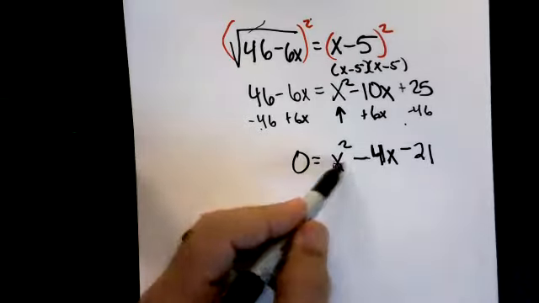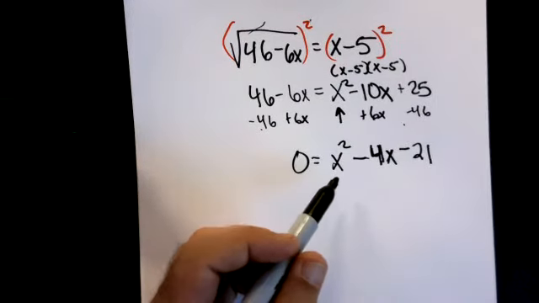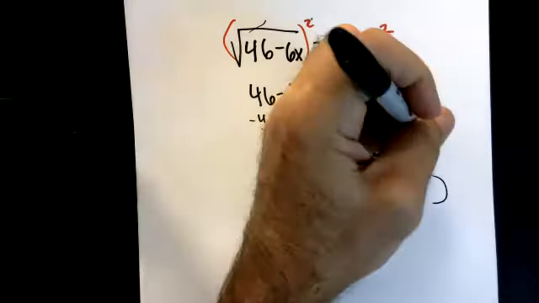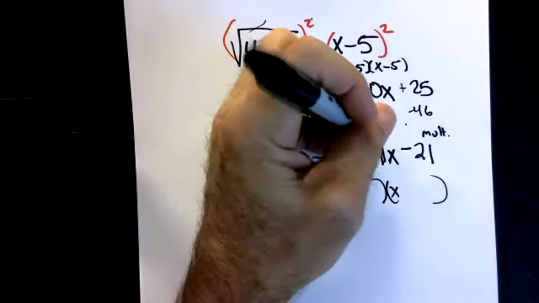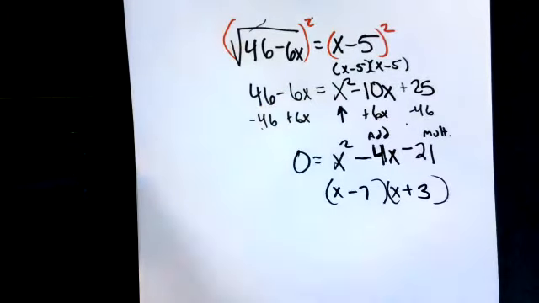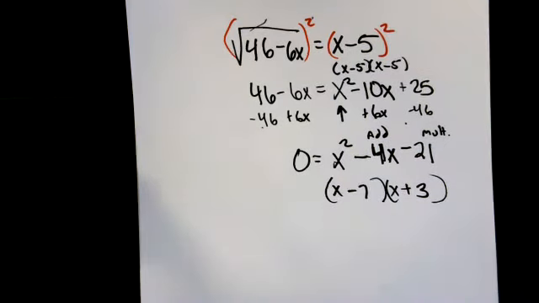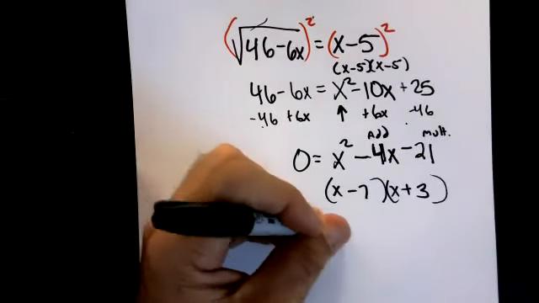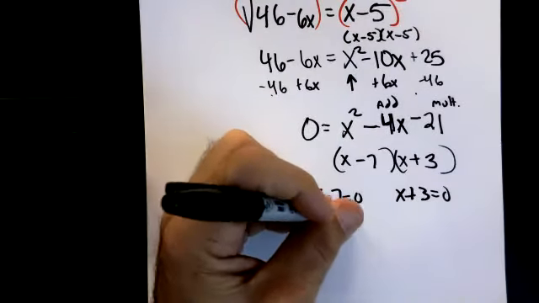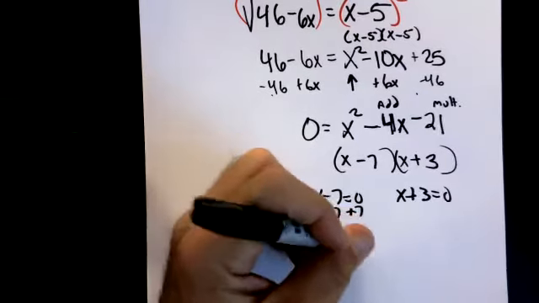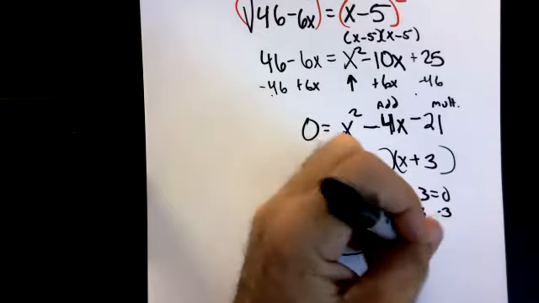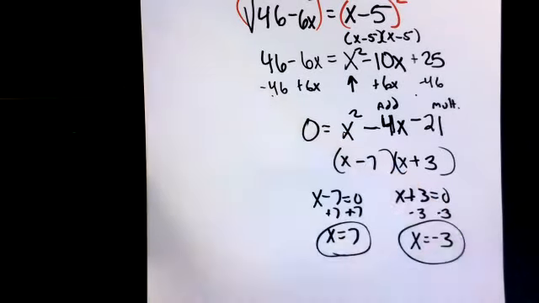All right, when you have a quadratic, remember, to solve, we've got to factor. So x squared is x times x. And then what multiplies to get negative 21 and also adds to get negative 4? That would be negative 7 and positive 3. Set your factors equal to 0 and solve. Add 7 to both sides. X could be 7. Subtract 3 from both sides. X could be negative 3.